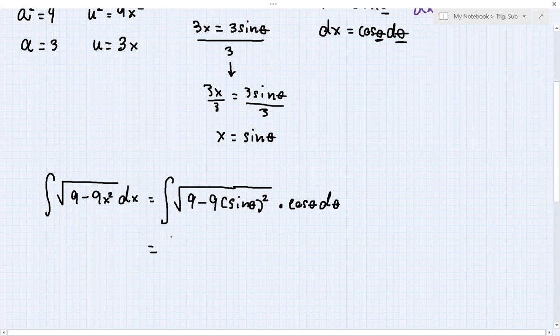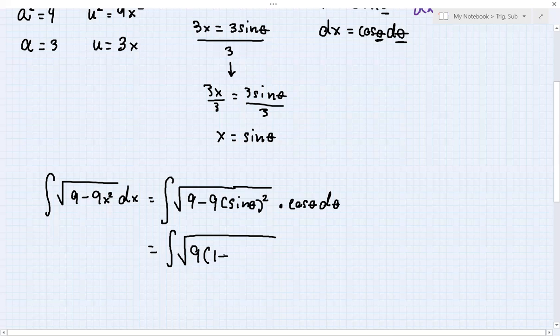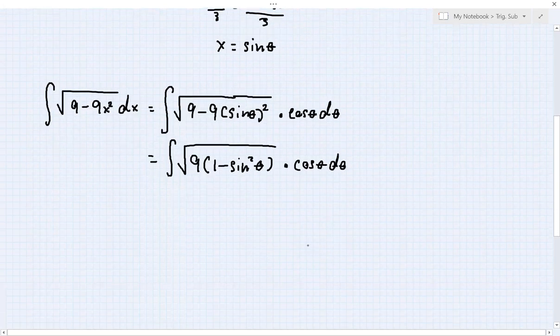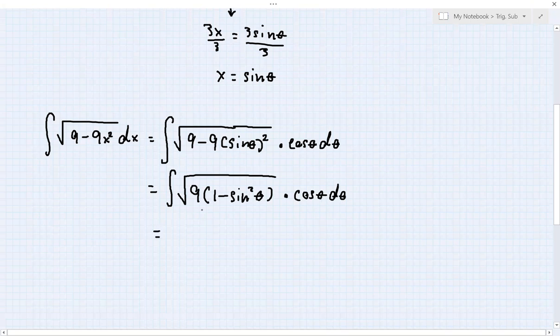Now, we're going to simplify this problem. First, let's factor out 9. We can factor out 9 in this expression. So it becomes 9 times 1 minus sine squared theta, times cosine theta d theta. So in this case, what happens? Let's bring out 9.